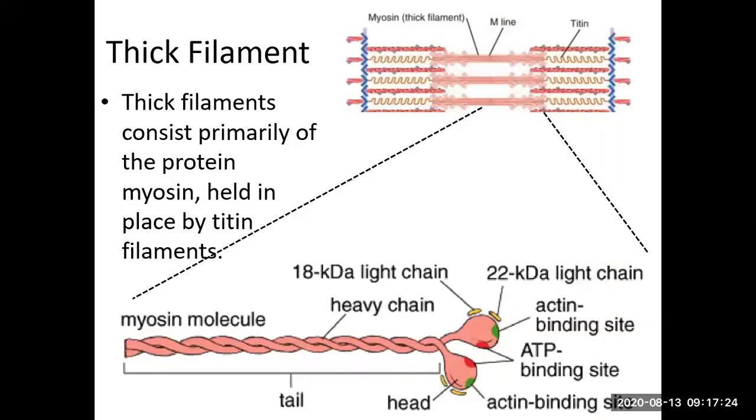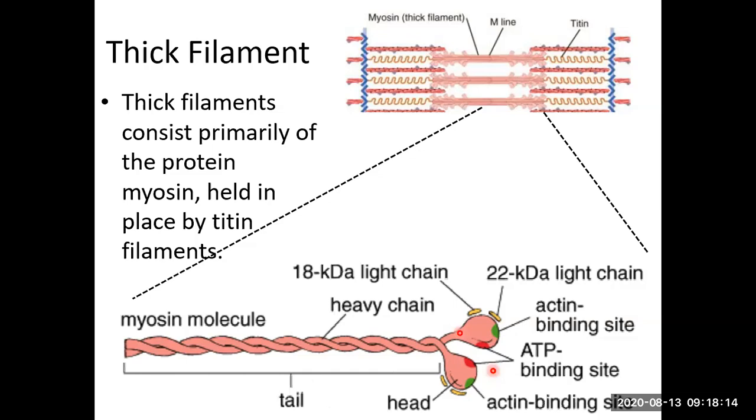So this is the thick filament. The major component of this thick filament is the myosin. Myosin is a protein product that has a long, heavy tail and two heads. These two heads provide the binding sites with the actin. Here you can see that we have the actin binding sites on the myosin head, as well as the ATP binding site to bind the ATP.